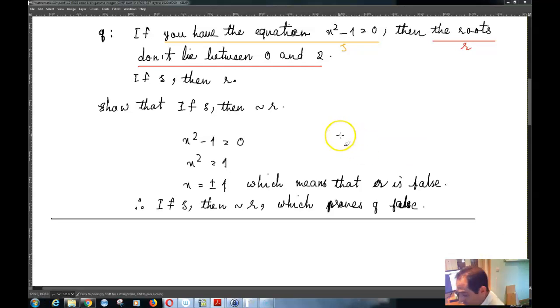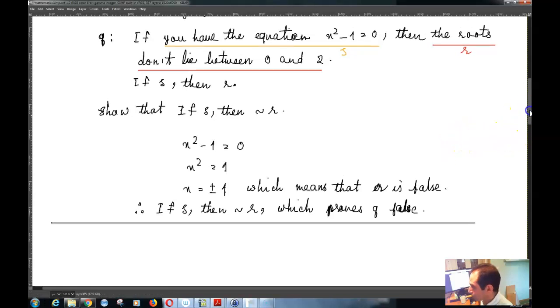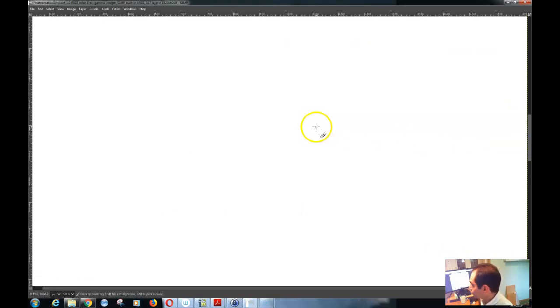Now question number 5 is, which of the following statements are true and which are false? In each case give a valid reason for saying so. So now we have 5 statements. We have to know whether they are true or false.